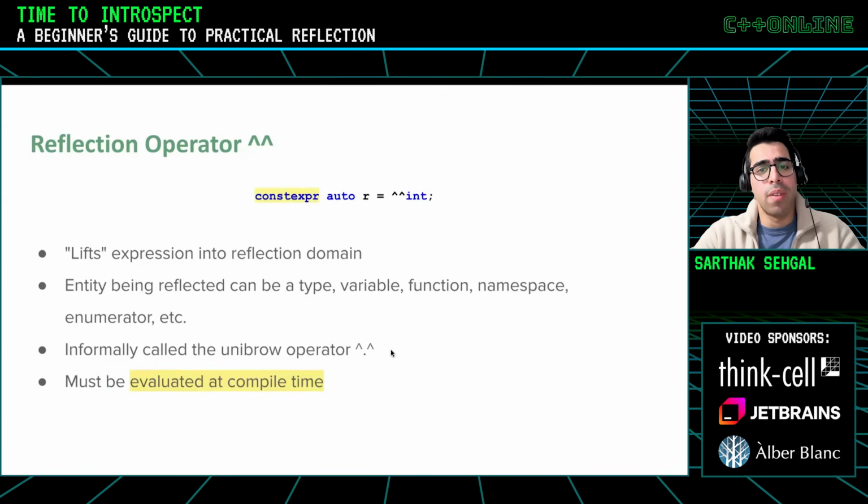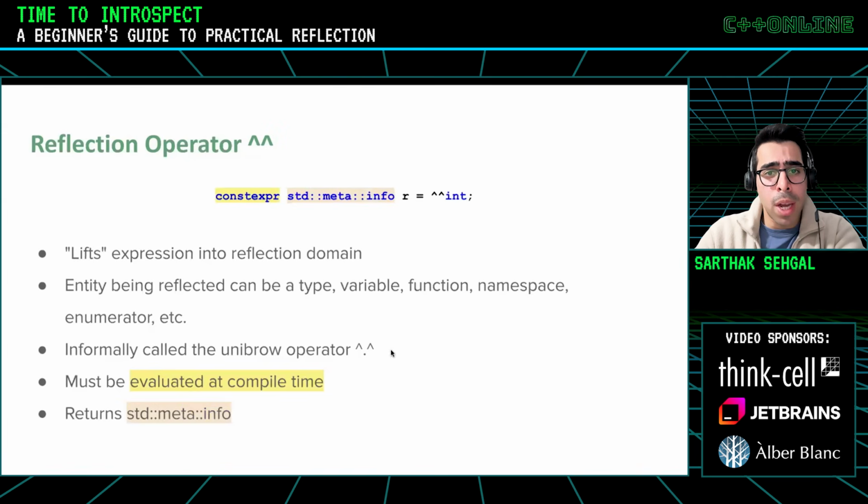One of the things which you might have noticed is that in this expression, I've used constexpr, and this is because the reflection expression should be evaluated at compile time. I mentioned before that C++26 introduces static reflection, so everything has to be available at compile time, and constexpr variables are evaluated at compile time. And although I've hidden the type here with auto, the type being returned by the reflection operator is std::meta::info. So this type is common for all reflection kinds.